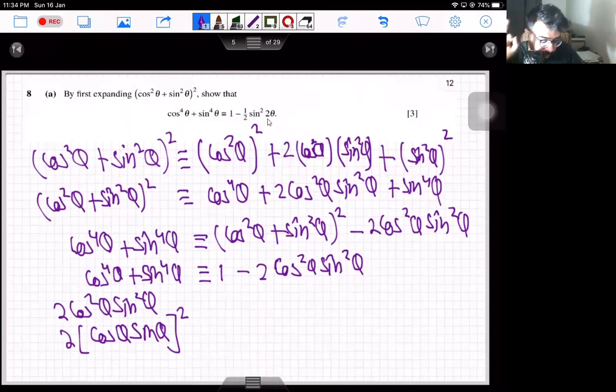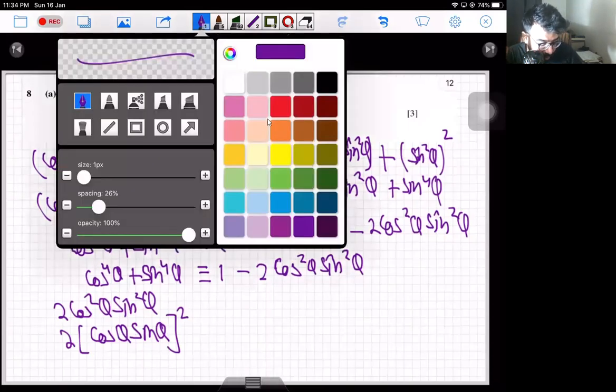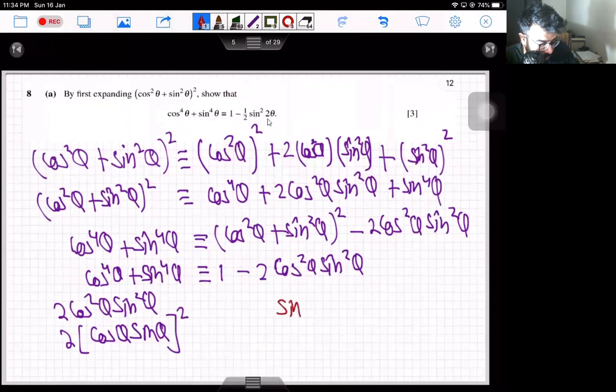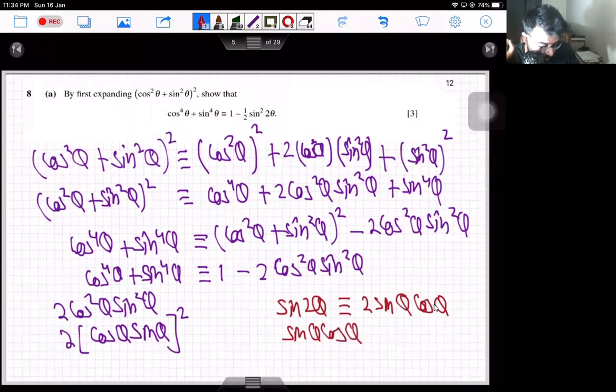We know the identity from the formula sheet as well, that sin 2θ is equal to 2 multiplied by sinθ multiplied by cosθ. So when it is made the subject of the identity, sinθ multiplied by cosθ would be exactly equal to sin 2θ divided by 2. So sinθ times cosθ or cosθ times sinθ, same thing. In place of cosθ multiplied by sinθ, I can exactly write sin 2θ over 2.